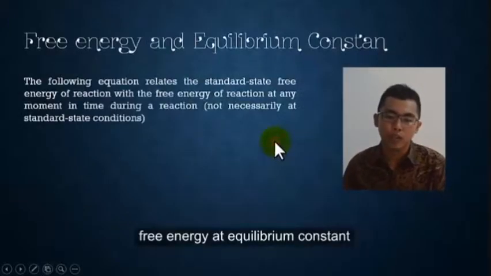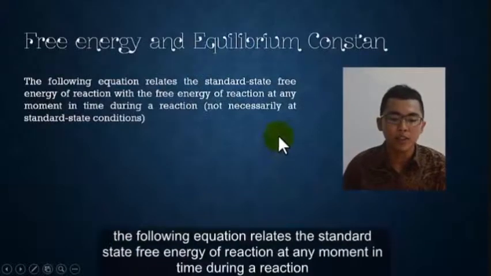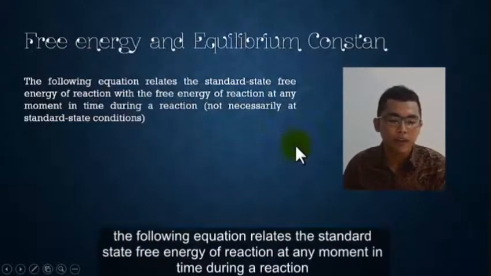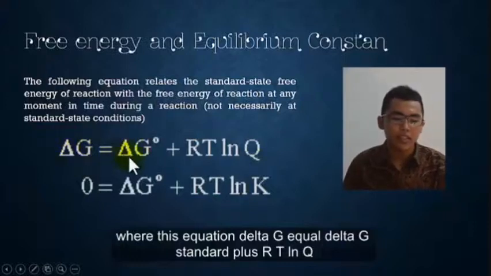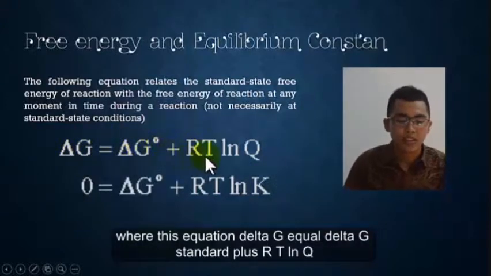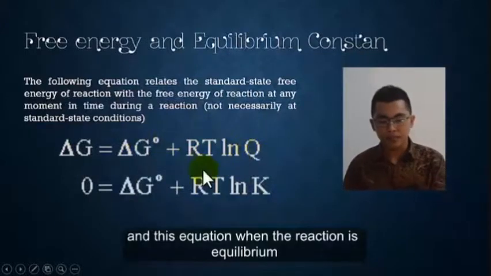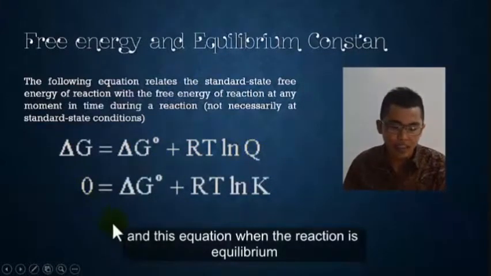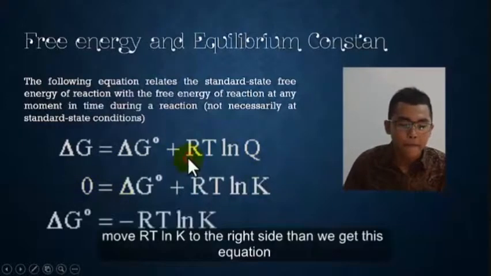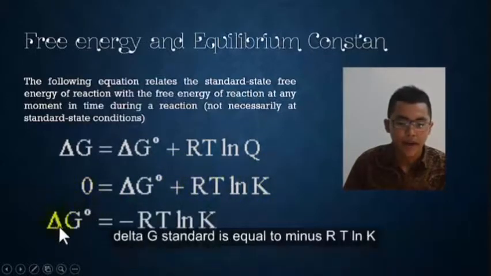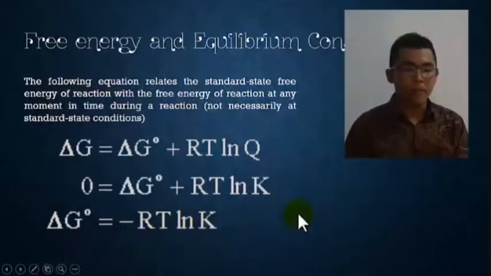Free energy and equilibrium constant. The following equation relates the standard state free energy of reaction to the free energy of reaction at any moment in time during the reaction. We have this equation: delta G is equal to delta G standard plus RT ln K. And this is the equation where the reaction is at equilibrium. Move this equation to the right and we get delta G standard is equal to minus RT ln K.